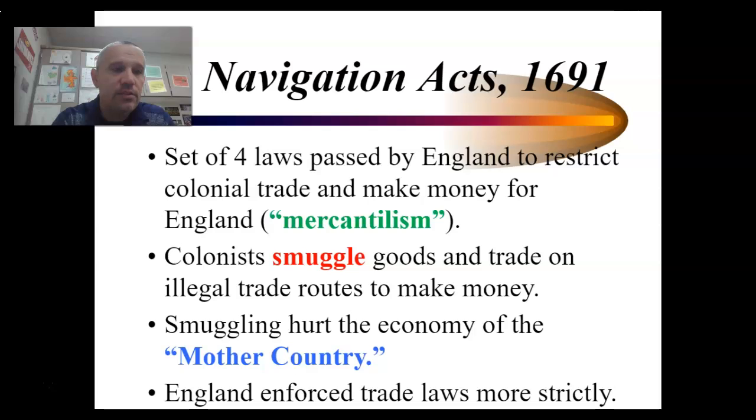This obviously led to some tension between the colonies and the mother country. It also led to smuggling, which in turn hurt the mother country's economy as well. England tried to enforce these trade laws as strictly as they could, but it was pretty difficult back in the time of trying to track smuggling ships on the Atlantic Ocean.